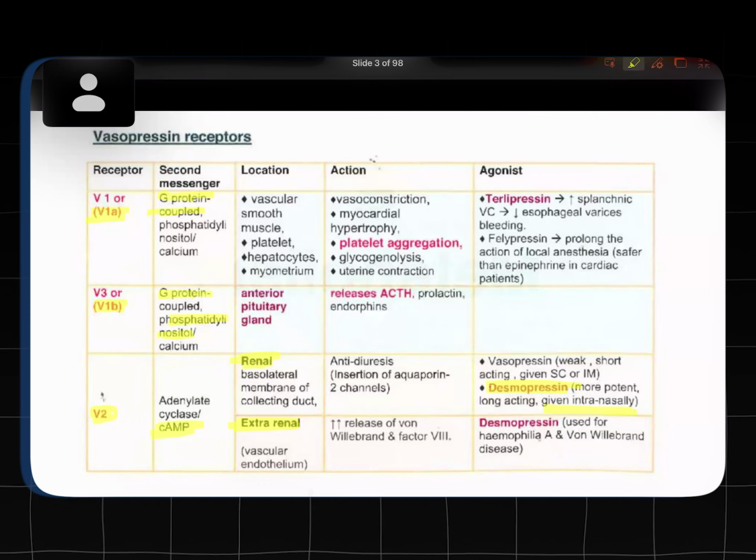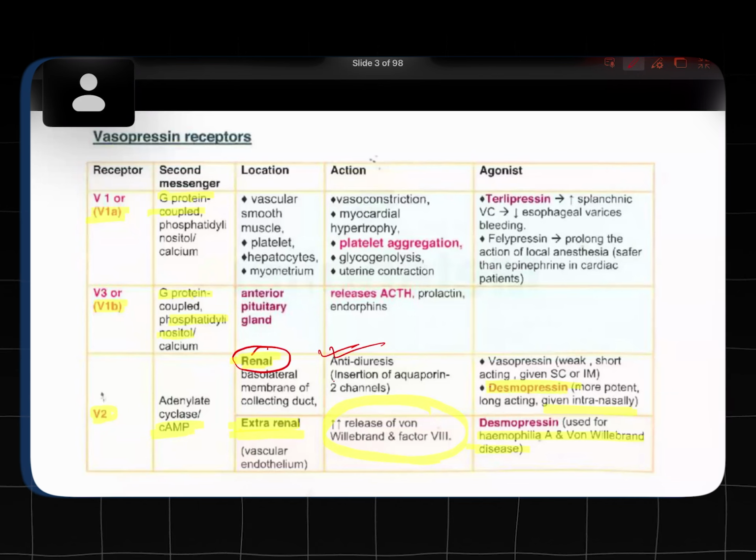Whereas for V2, the desmopressin, the extrarenal part causes increased release of von Willebrand factor and factor 8. That is why it is used for the treatment of hemophilia A and von Willebrand disease. So one is the renal part, which is for the antidiuresis part. As we know, it acts at the level of aquaporin 2 channels.